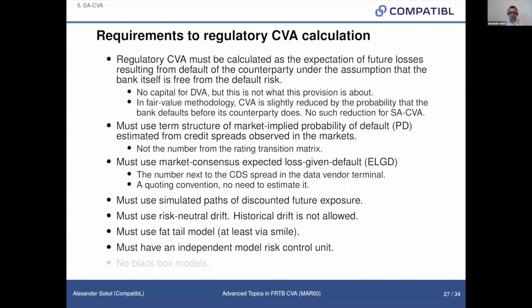The bank has to have an independent model risk control unit, just to make sure that somebody is there to catch errors in the CVA model. And no black box models, right? The risk control unit or any external party has to be able to reproduce the methodology. So what it means is that you cannot just say, well, I have this secret way to simulate future paths, and they show very few losses, if any. That wouldn't fly, right? So you have to have an open model. You have to disclose exactly how you're doing it.